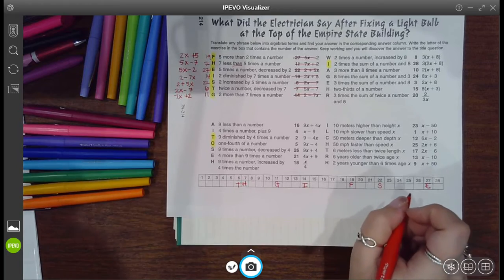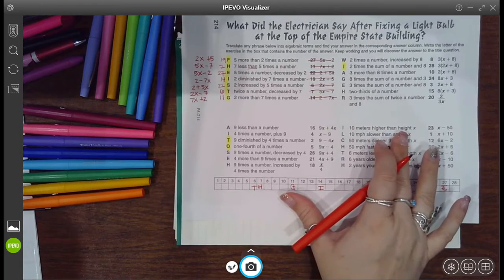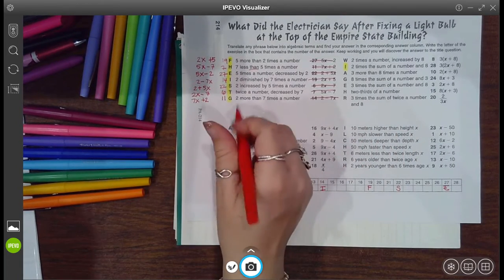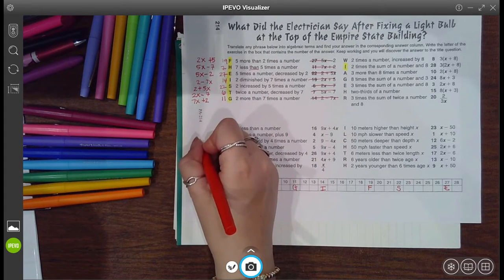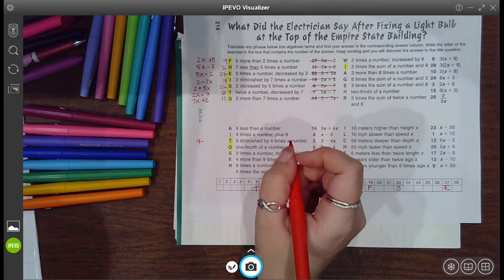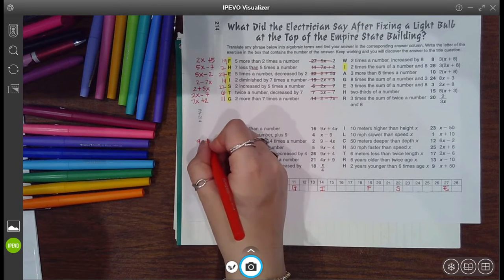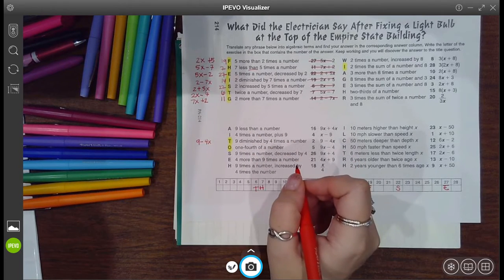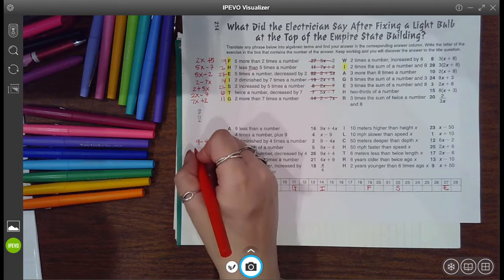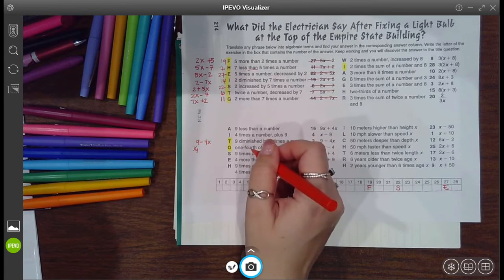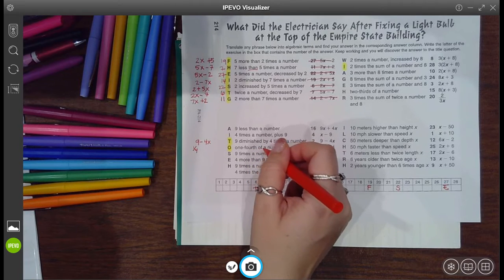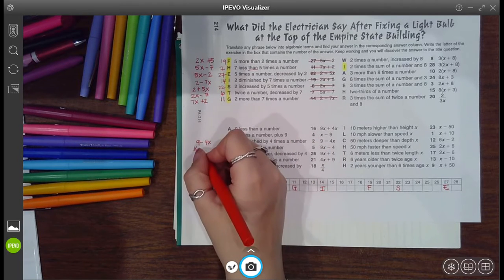Okay, let's try these other ones. 9 diminished by, again, we already said that word up here, diminished by means subtracting. Okay, so 9 minus 4 times a number. And then 1/4, that's a fraction, of a number. Whenever you have a fraction followed by the word of some other number, you're multiplying those. So it's 1/4 times x.